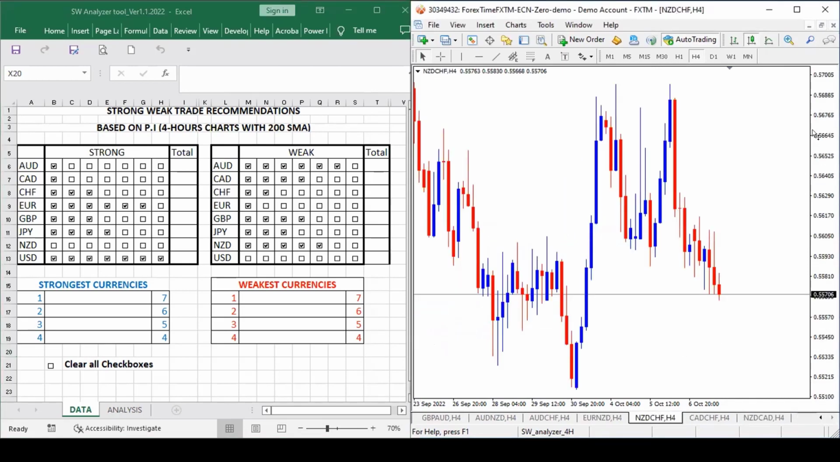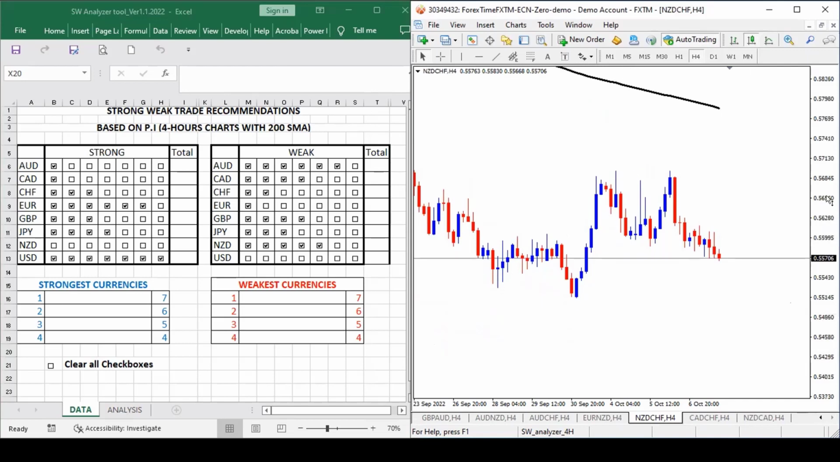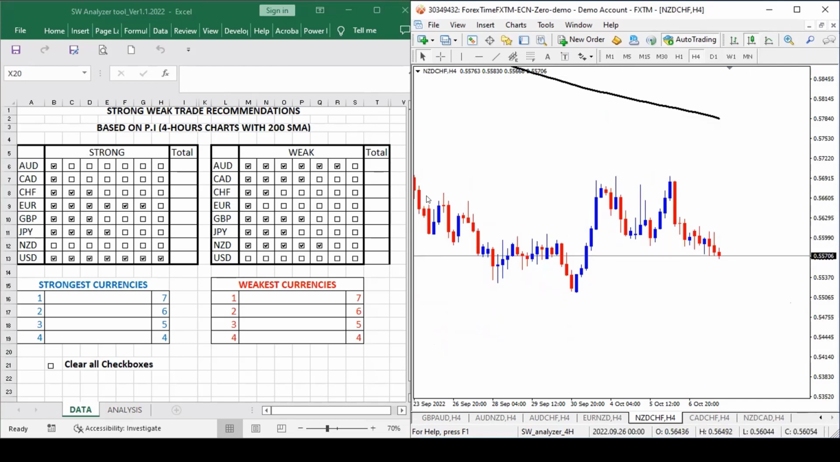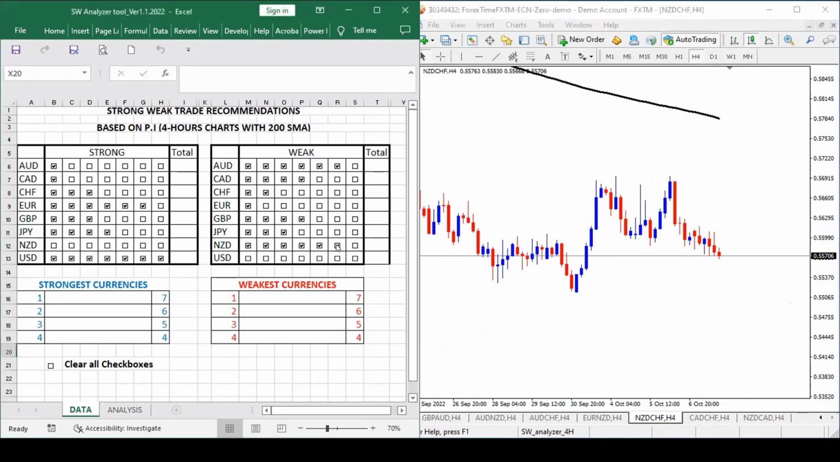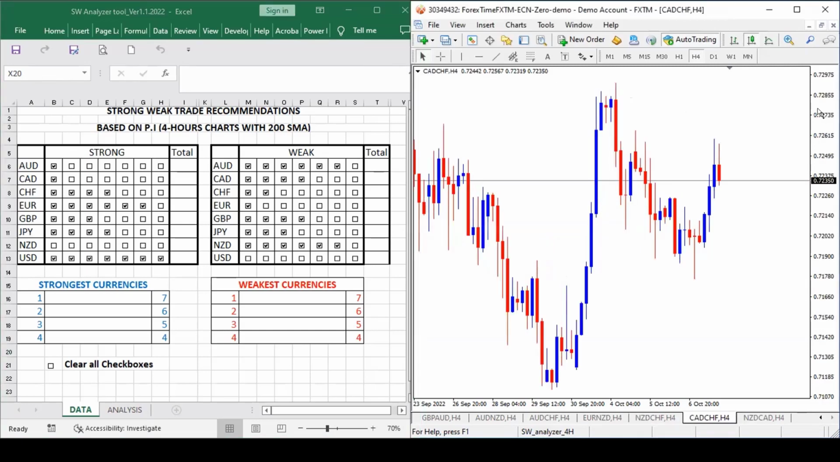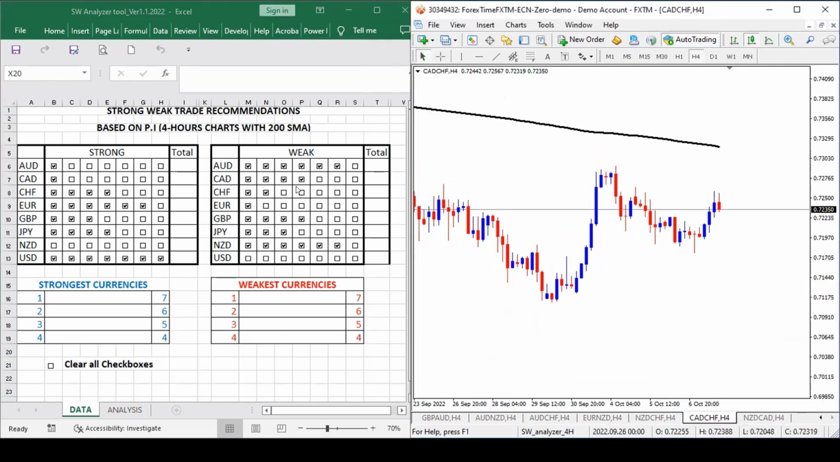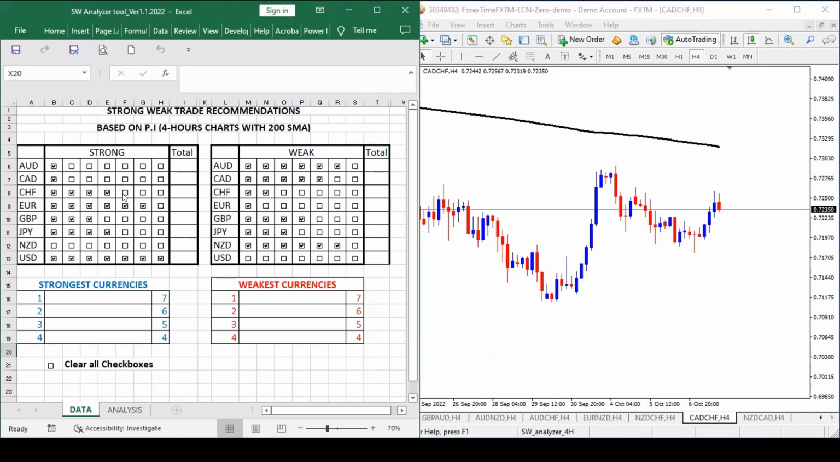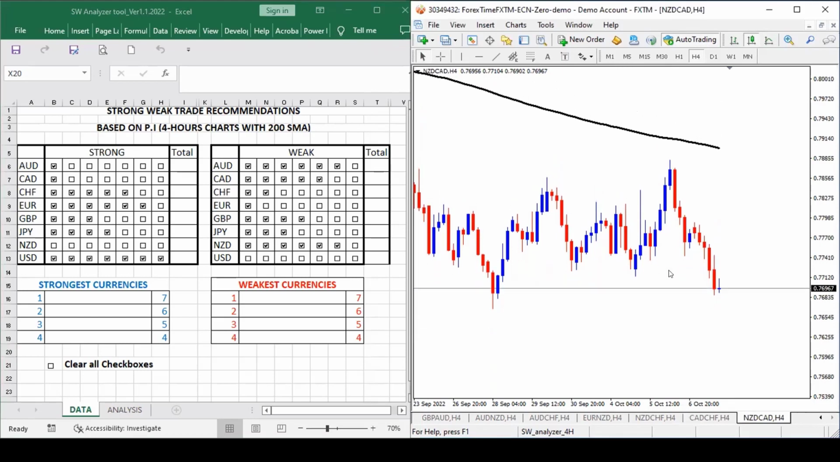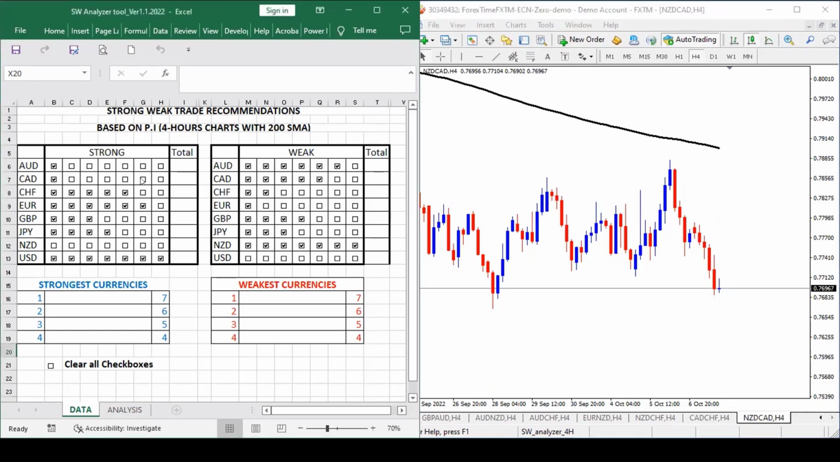New Zealand CHF is trading below the line, our 200 period simple moving average. So the New Zealand will have a down arrow and the CHF will have an up arrow. CAD CHF is trading below the line, so the CAD will have a down arrow and the CHF will have an up arrow. Finally, New Zealand CAD is trading below the line, so the New Zealand will have a down arrow. The CAD will have an up arrow.